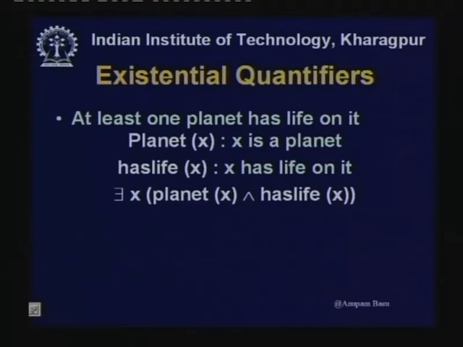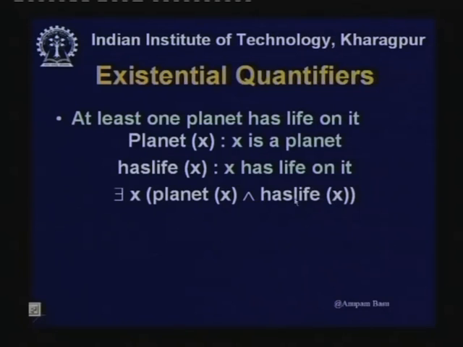Now, let us look at the existential quantifier. If I make a statement, at least one planet has life on it, that means here I say planet x will denote x is a planet, has life x will denote x has life on it, then my statement would be there exists an x such that planet x and has life x. That means there must be at least one element of that set of planets such that it is a planet and it has got life.